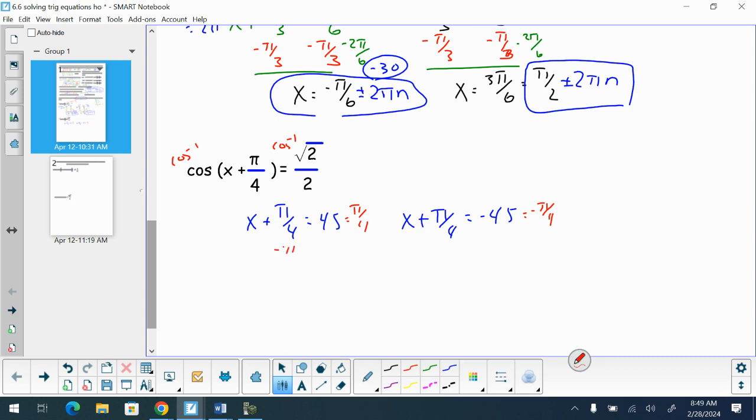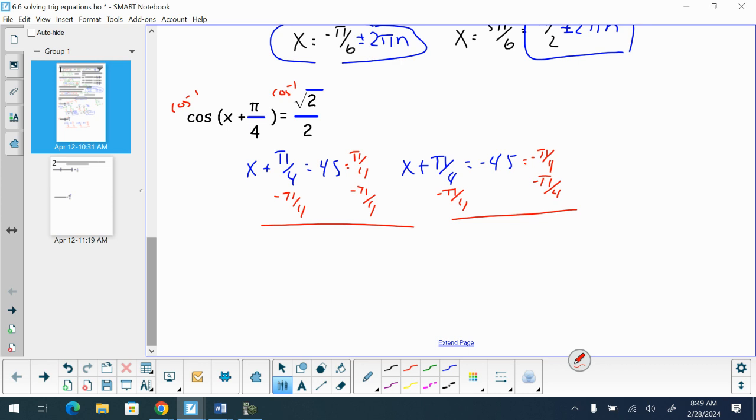We have to subtract our pi over 4 from both sides, each time. These here are opposites to each other, so we have x is going to equal 0 plus or minus the period n. Here we're going to get x is equal to negative 2 pi over 4, which is negative pi over 2, plus or minus the period n.